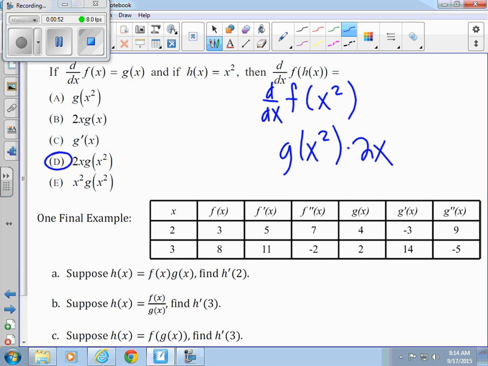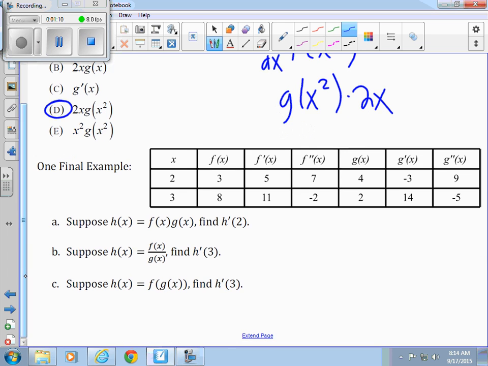So the derivative of that was g. So that's the derivative of the outside, and then you multiply by the derivative of the inside. That's a real AP problem. That makes sense.